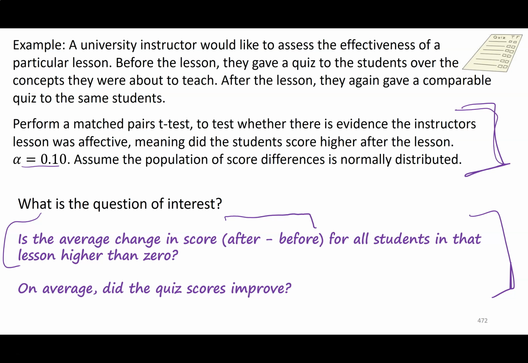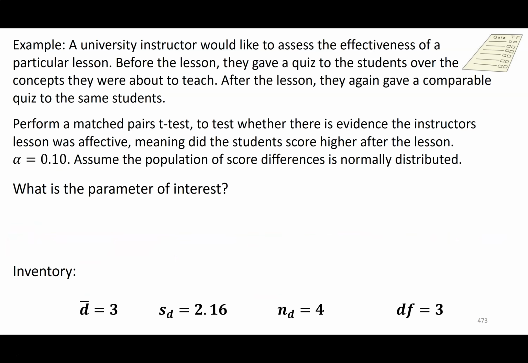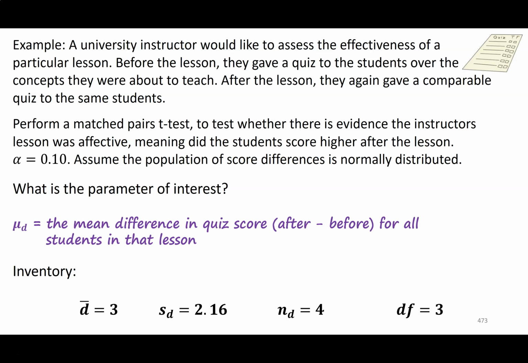And it looks like we're going to use a significance level of 0.10, which isn't too surprising here because we did a 90% confidence interval. So my parameter of interest is going to be the same parameter from last time: the mean difference in quiz score after minus before for all students in that lesson.